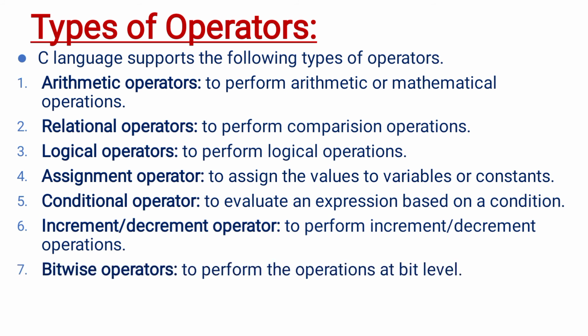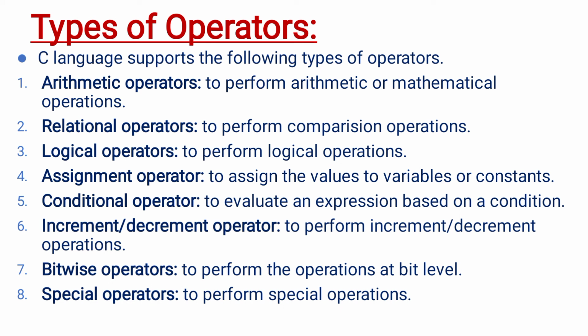Next, bitwise operators. Bitwise operators are used to perform operations at bit level. Special operators. Special operators are used to perform some special operations. So this is the list of types of operators supported by C language. In the upcoming lectures, all these operators will be explained in detail one by one. Okay, so this is the topic of operators and types of operators.